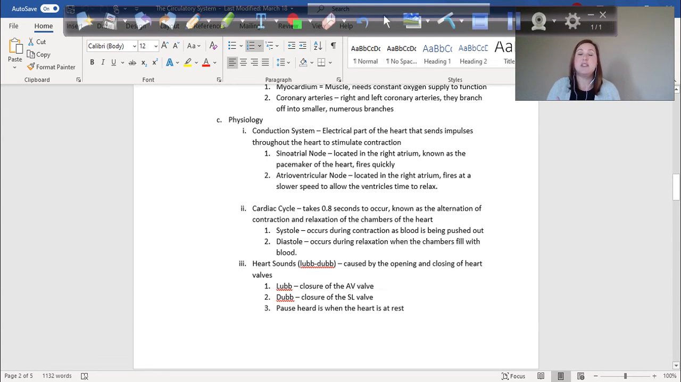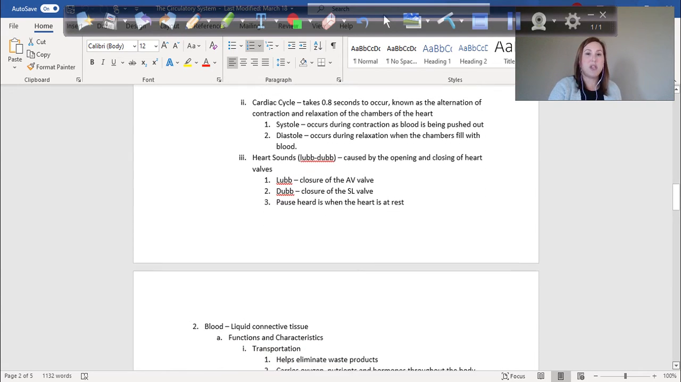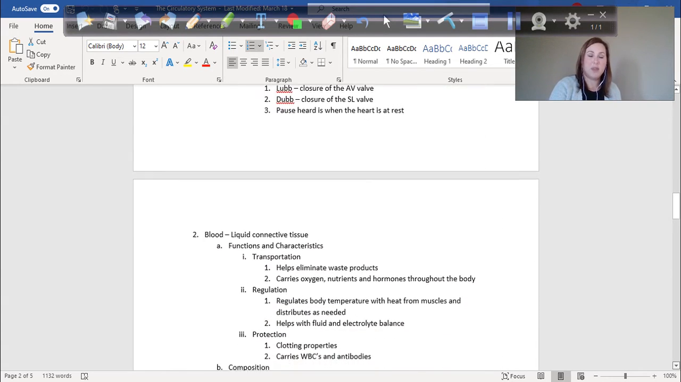That dub is the closure of those bottom valves in the ventricles. So lub-dub, pause. Everything's at rest. Lub-dub, pause. So if you think about that sinoatrial node firing, lub, dub, pause. So that's why you hear that. That's what you're hearing when you're listening to a heartbeat.